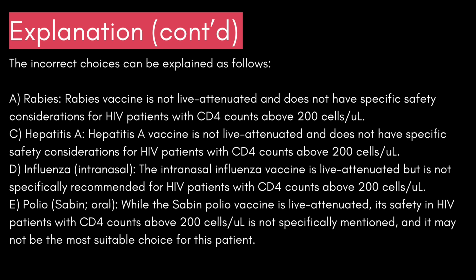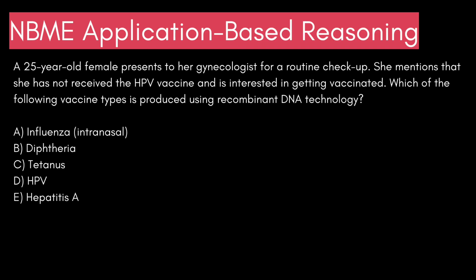All right, now that we have covered this question, let's move on to look at the next question. A 25-year-old female presents to her gynecologist for a routine checkup. She mentions that she has not received the HPV vaccine and is interested in getting vaccinated. Which of the following vaccine types is produced using recombinant DNA technology?